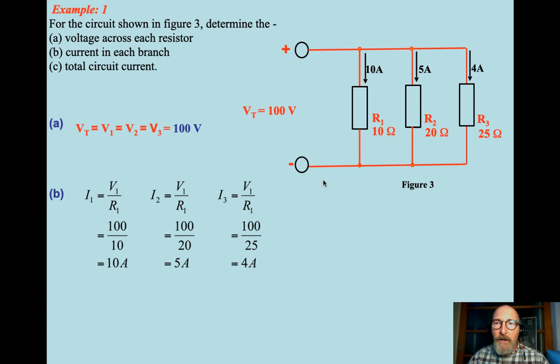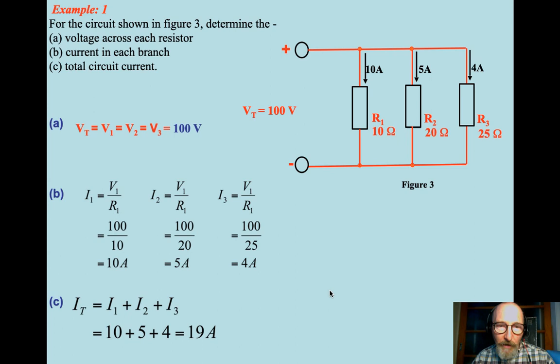If we've got 10 amps plus 5 amps plus 4 amps, and Kirchhoff's current law says that the total current entering a node will be equal to all of the currents leaving that node. So if I've got the 19 amps flowing out, I must therefore have 19 amps of total supply current flowing in. And there it is there, C, 19 amps. 10 plus 5 plus 4 is 19 amps, and they all add up nicely.